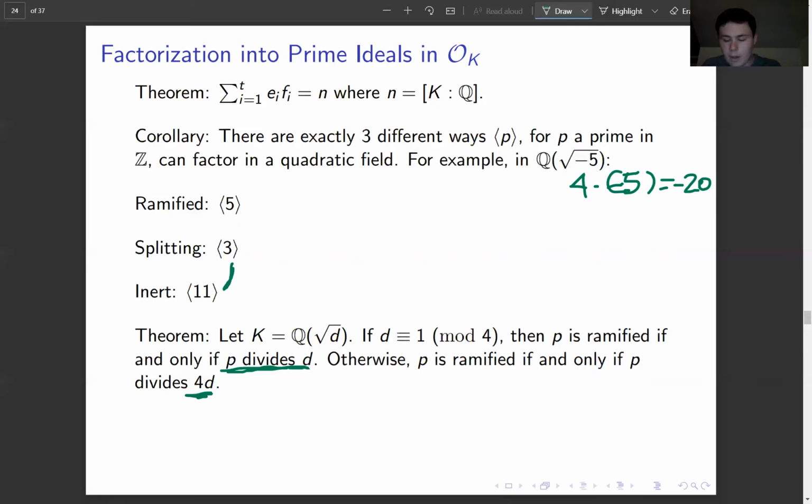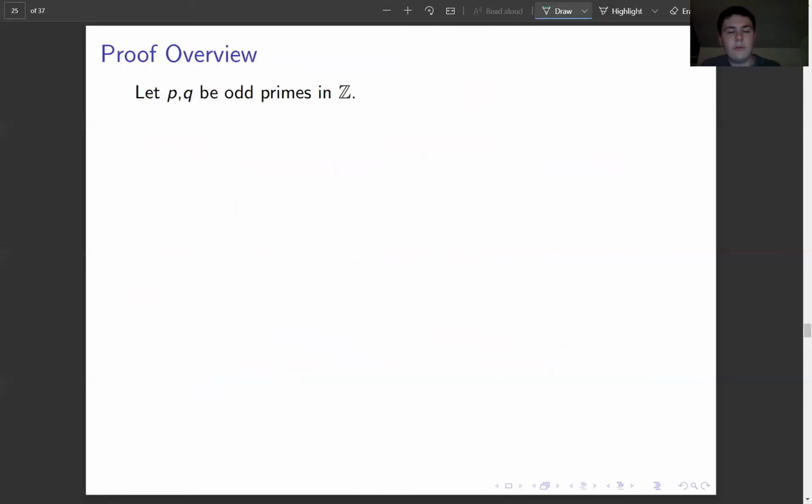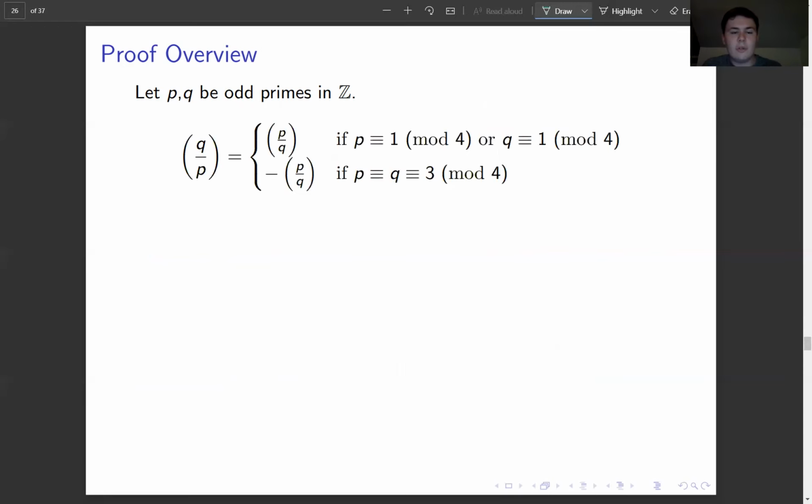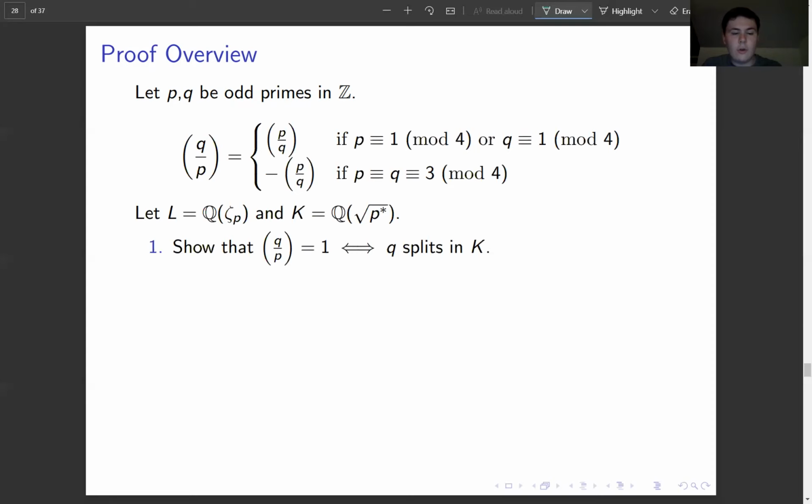So that checks out. Okay, now I'm going to give you an overview of the proof, now that you know all that background information. So remember that we're going to have p and q be odd primes in Z. And I'm going to remind you of what we're trying to prove. And we're going to prove it in 2 steps. First, we're going to show that (q/p) is 1. That is, q is a quadratic residue of p, if and only if q splits in K, where K is this quadratic field, which remember is the unique quadratic field lying in this cyclotomic field. So also remember that q splits in K means that it factors as 2 primes.